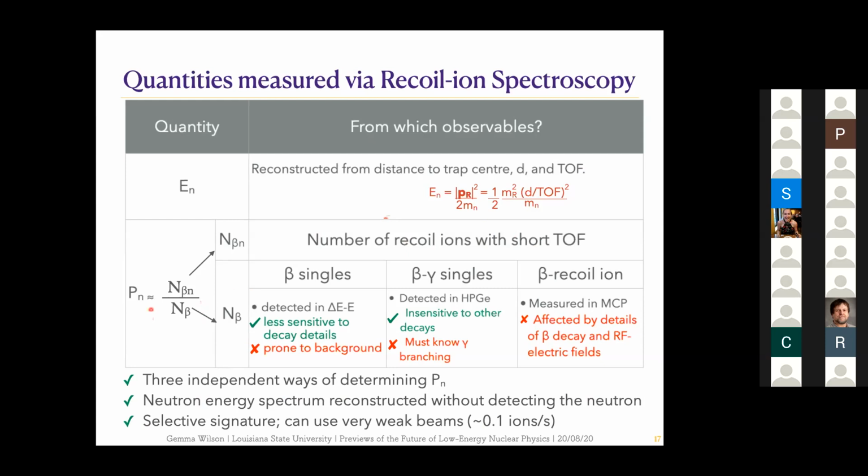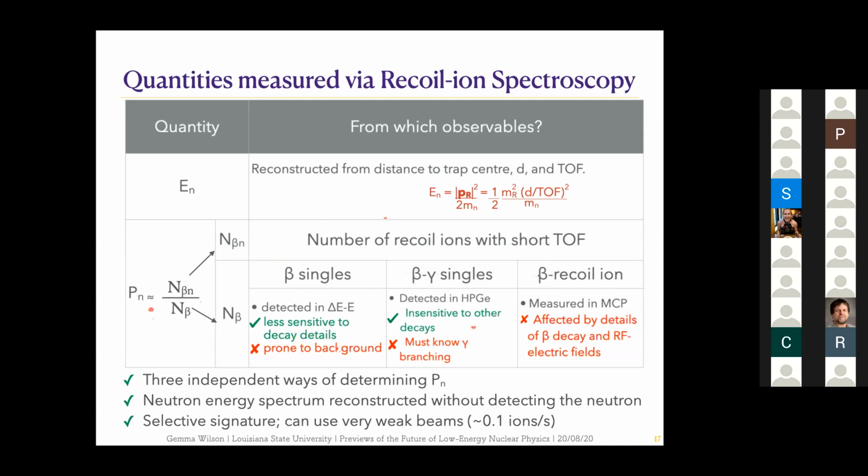For the number of betas, we have 3 independent ways of measuring it. We can either look at the counts in the delta E detector, we can look at gamma ray singles that are tagged with a beta, or we can look at beta recoil ion coincidences. So beta singles are less sensitive to which beta decay mode occurs, but it is prone to background.